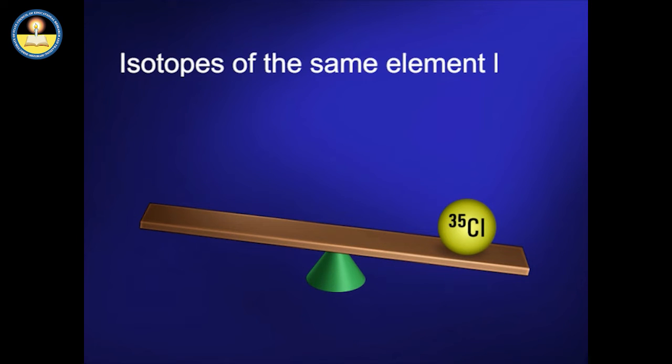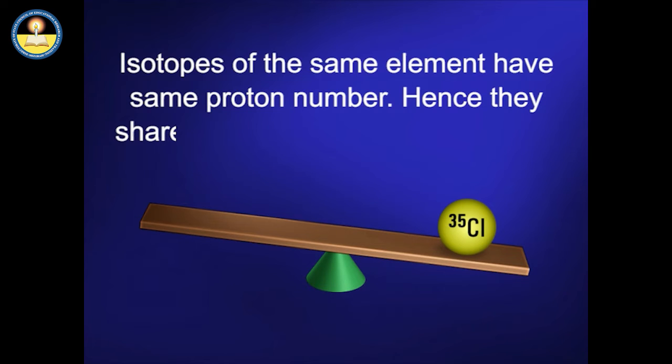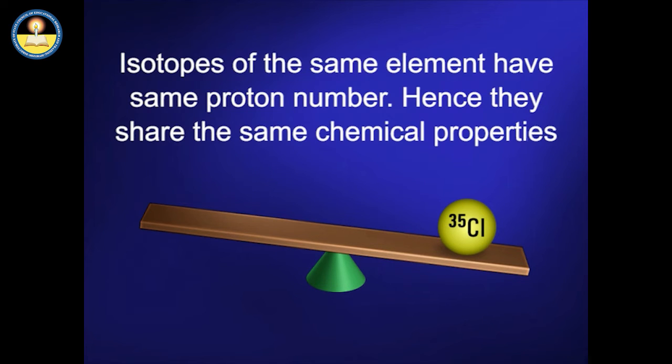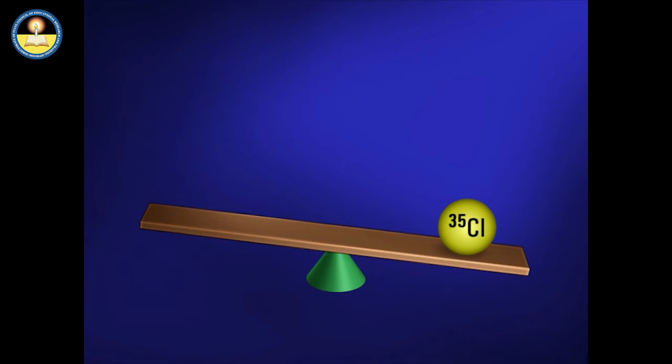Isotopes of the same element have the same proton number. Hence, they share the same chemical properties. They have different masses, which can be shown with the help of an experiment.